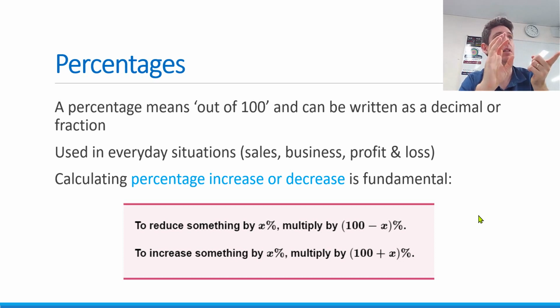So if you become someone who sells things, someone who runs their own business like a coffee shop. To reduce something by a percentage, say we've gone into a shop, we want to buy a dress, the dress is $100 and it's being reduced by 20%. So we multiply the $100 by 100 minus the 20%, which is 80%. So we multiply 100 by 80%, and that turns it into $80.